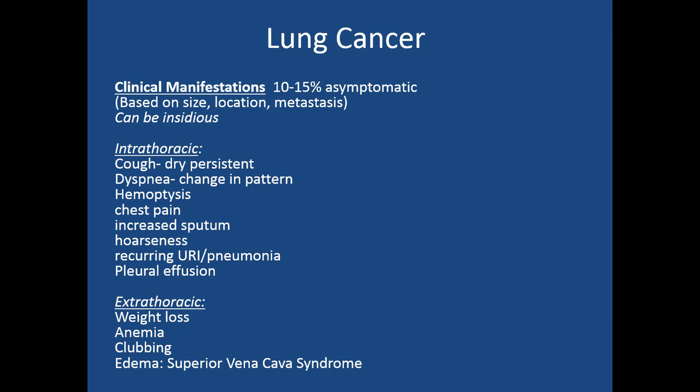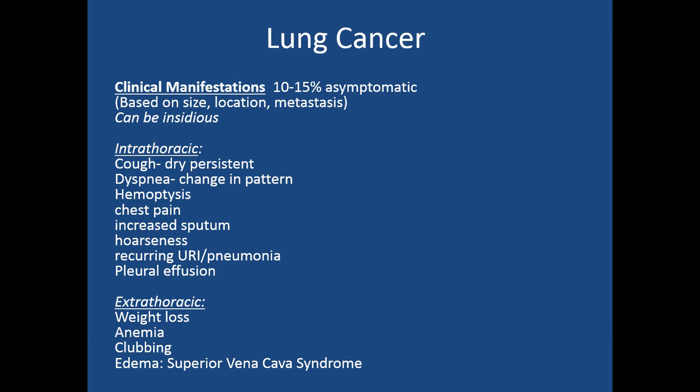The clinical manifestations will, of course, be based on what type of cancer it is, where it's growing, how big it is, is it impinging on any other tissues that could give us a hint that this isn't normal, and how quickly it metastasizes. Some intrathoracic, meaning within the lung, symptoms include a cough, which is often dry and persistent, changes in breathing, such as dyspnea, shortness of breath, hemoptysis, which is blood in the sputum, chest pain, increased sputum production, hoarseness, recurring upper respiratory infection or pneumonia, and pleural effusion, collection of fluid in the lungs or elsewhere.